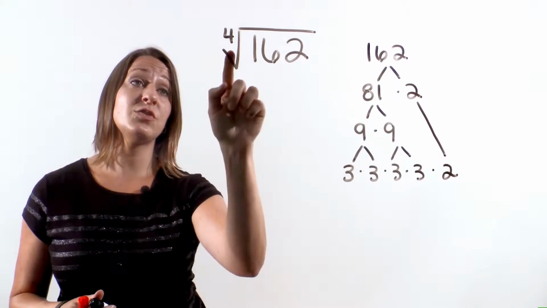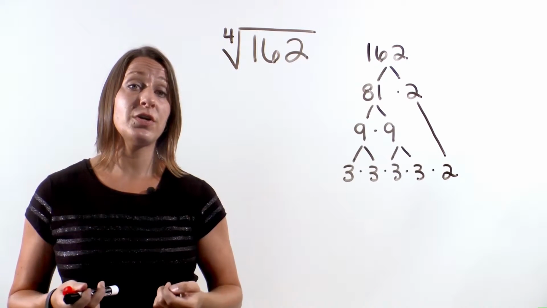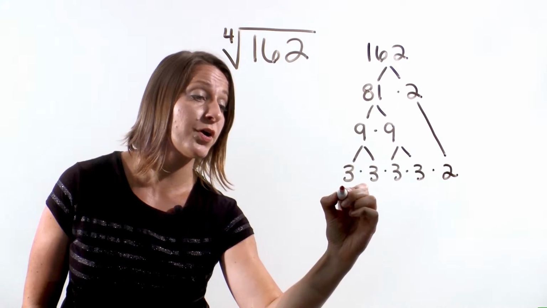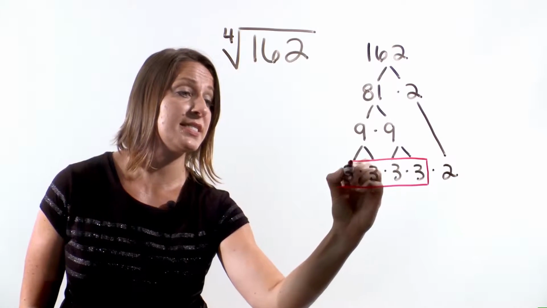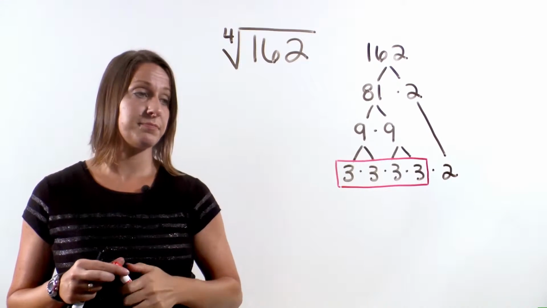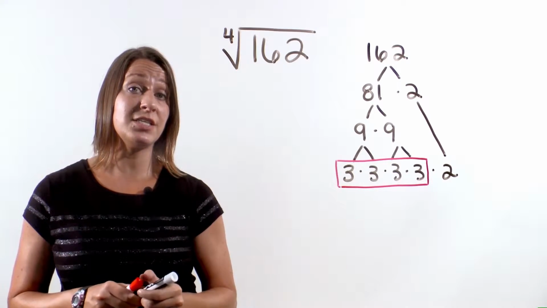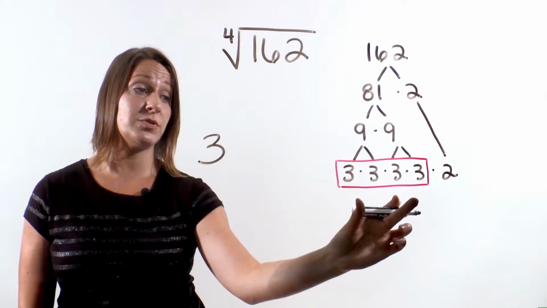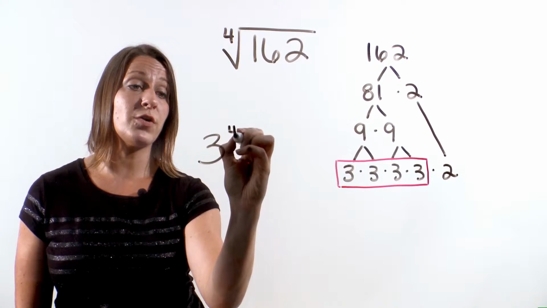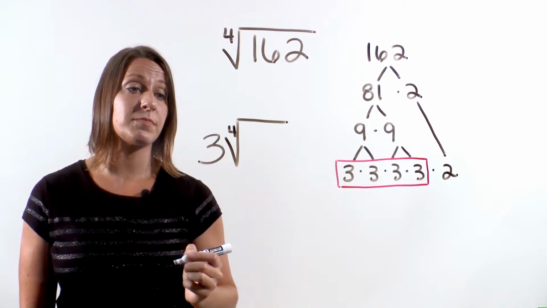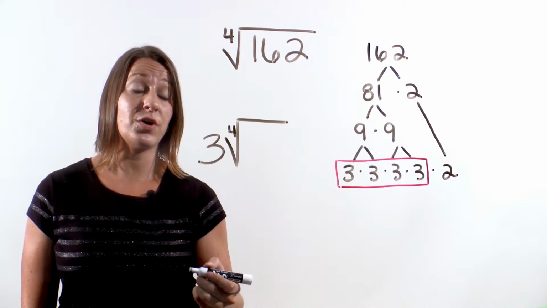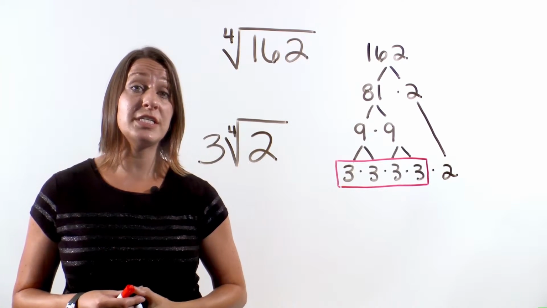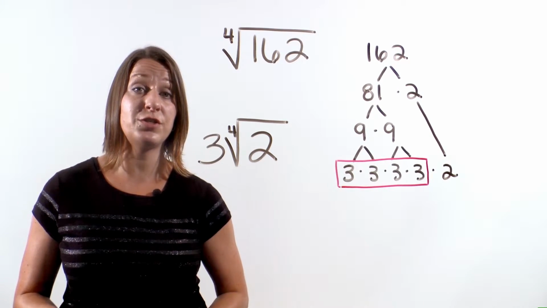Next, because this is the 4th root, we're looking for any number that is in sets of 4. Notice that we have 4 3s, or we have a quadruplet set of 3s. So to represent this in our answer, we'll put a 3 on the outside of the radical, representing our group of 4. We'll put our 4th root symbol, and any number that did not have a set of 4 stays on the inside, which is this 2. So the final answer is 3 4th roots of 2.